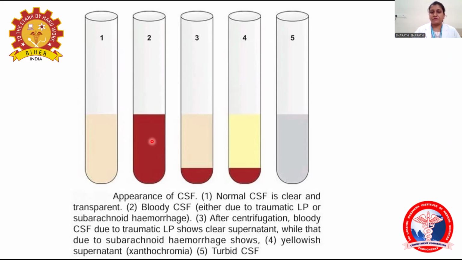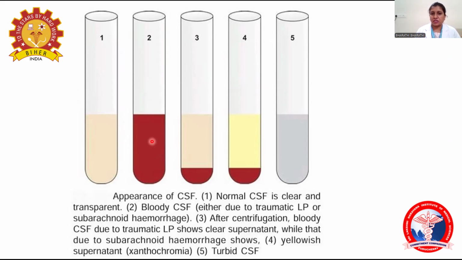Now, how will you differentiate whether it is due to trauma? Because we are going through blood vessels, through all the layers, some minute blood vessels can be there, so we can puncture those blood vessels. That is known as traumatic. Or there is some subarachnoid hemorrhage, bleeding, so the blood is mixed with the CSF and that is bloody CSF.